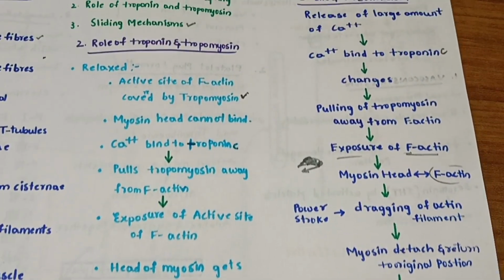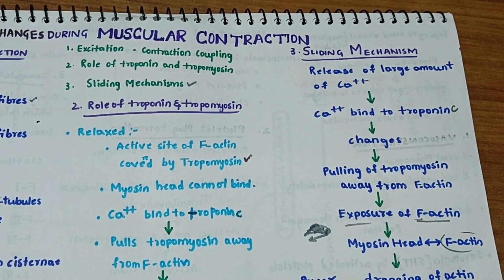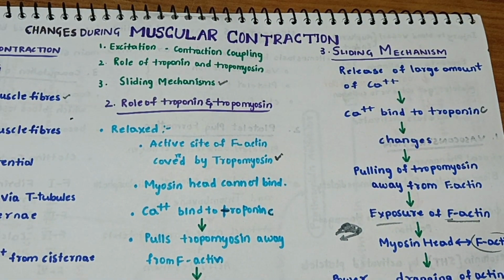Whenever calcium is released from the cisternae, it goes and binds to troponin C, which pulls the tropomyosin away from the active site of the F-actin. That leads to exposure of the F-actin. So myosin gets attached to and binds with the active site of F-actin. That drags the actin filament. That is known as the power stroke.